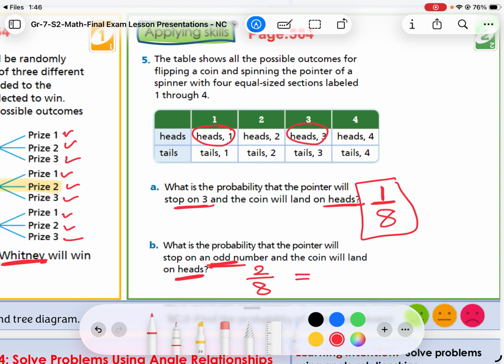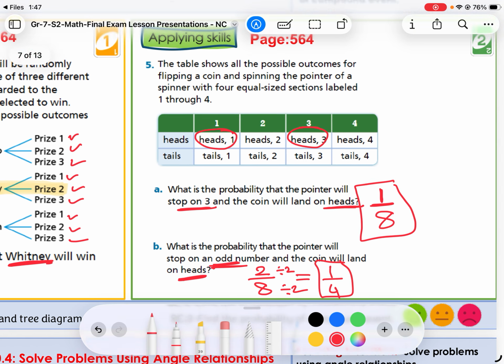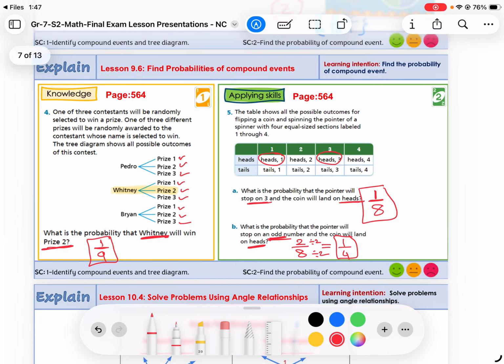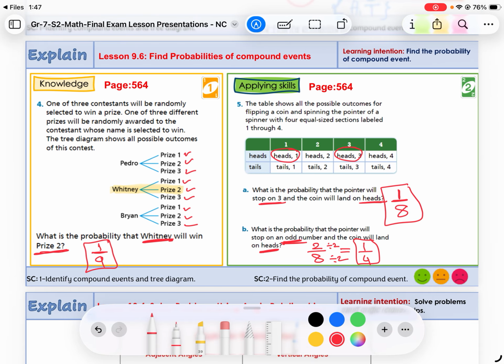You guys, if you want to simplify this, just divide by 2. Divide by 2 is gonna be 1/4. But it's okay if you just write 2/8, keep it the same. The answer will still be correct. Okay, that's it for the first 3 lessons.